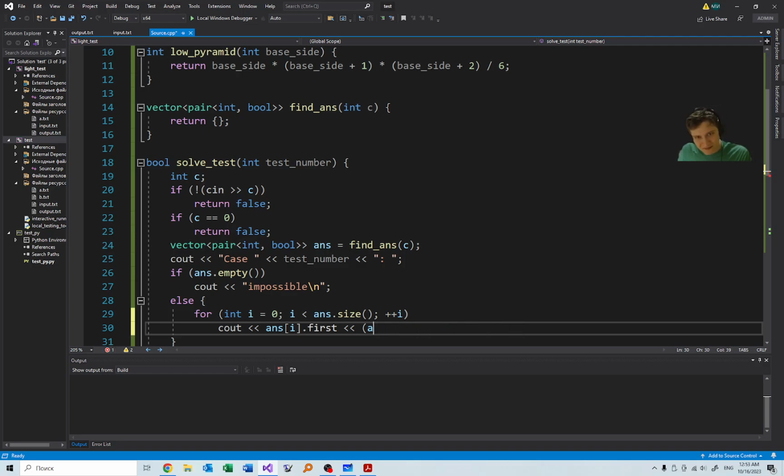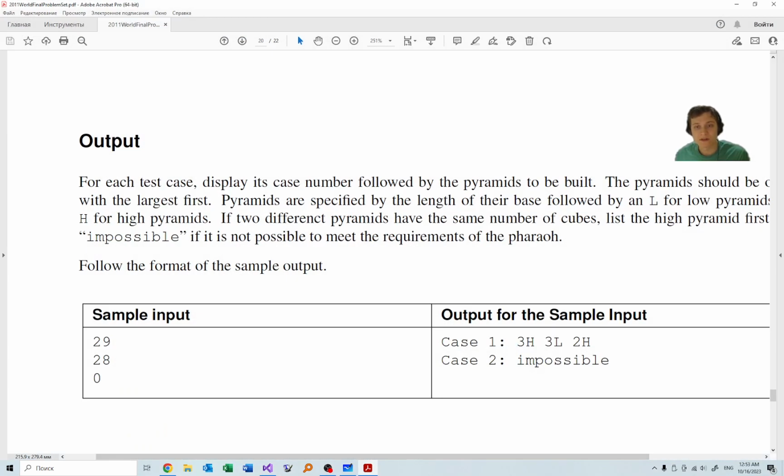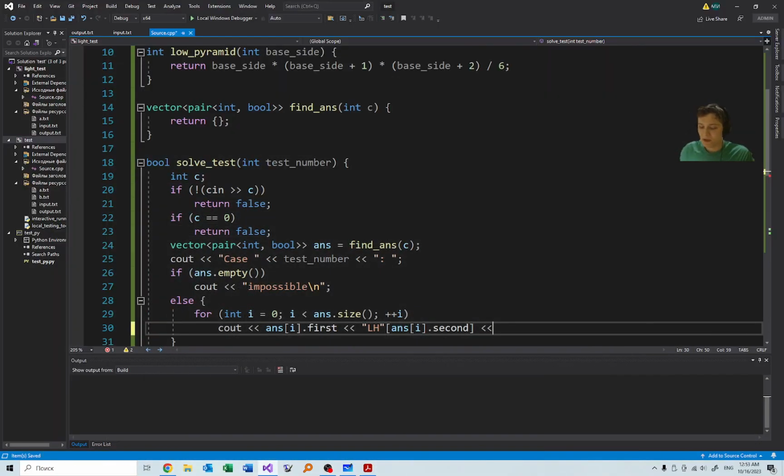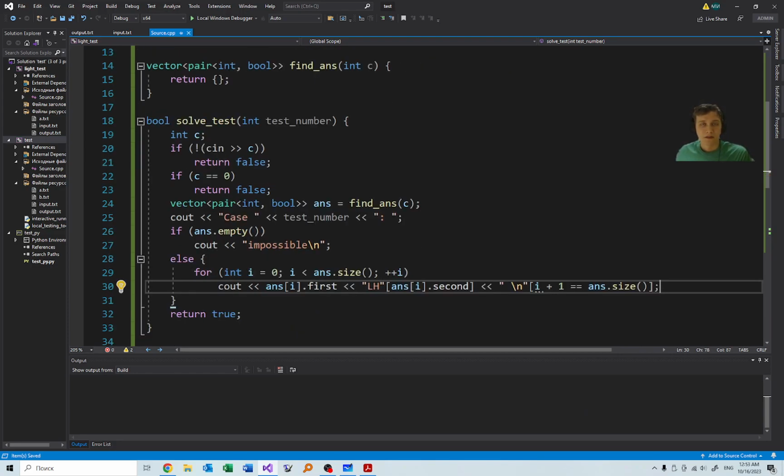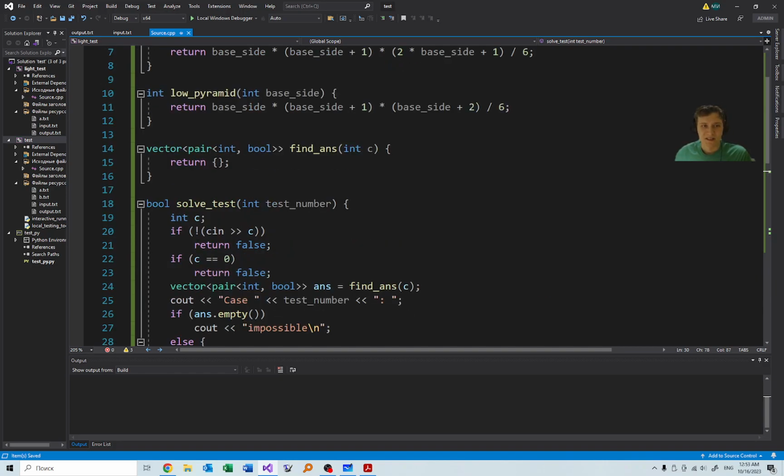Actually, there is something crazy, which is written like this. So if ans i dot second is true, then I go into this element, and otherwise I go into this element. And then I either need a space or a line break. And for that I will use the same trick. So I need only a line break if i plus 1 equals ans dot size. Crazy, but this is C++. What would you do?